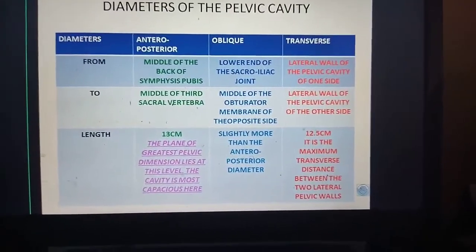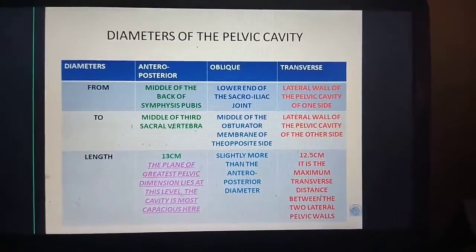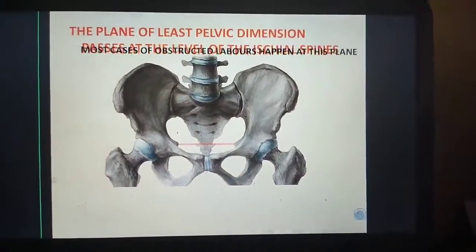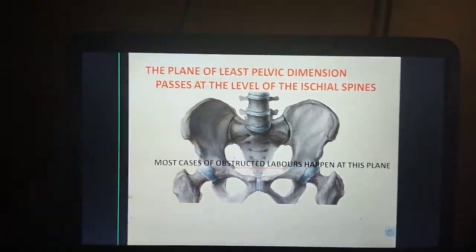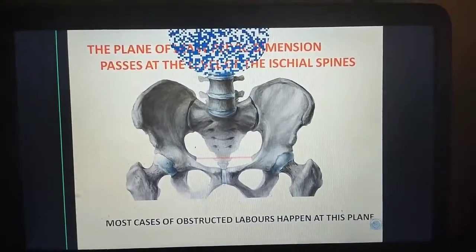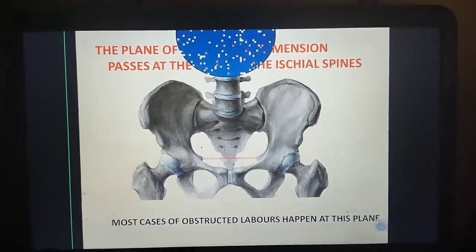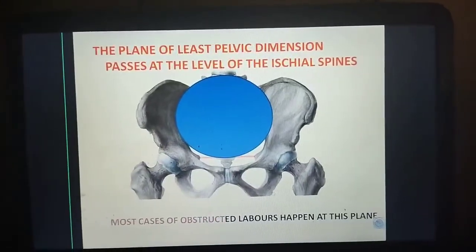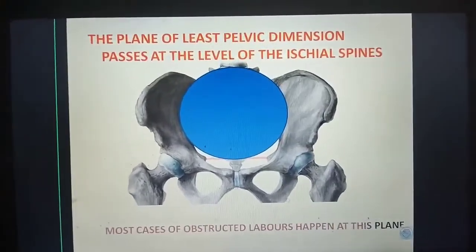These measurements are mainly taken from the perspective of the female pelvis. Another important thing is that the plane of least pelvic dimension passes at the level of the ischial spines. You can see the plane of least pelvic dimension, and most cases of obstructed labor happen at this plane.